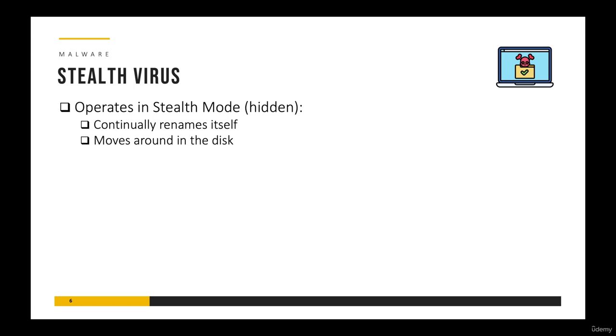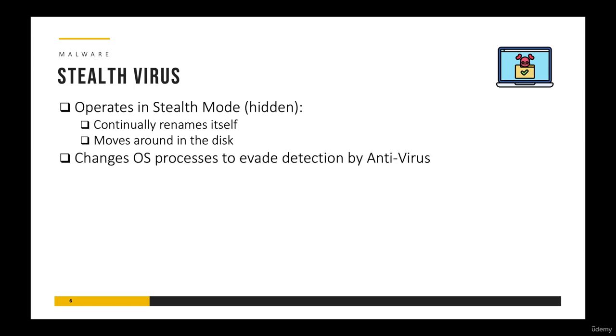Another technique is to move around in the disk. For example, by changing their location, they try to evade detection. Stealth virus techniques are not just limited to renaming themselves or moving around in the disk. They sometimes change operating processes to evade detection by the antivirus. So this is a more sophisticated technique that they sometimes employ. Let's see how this works.